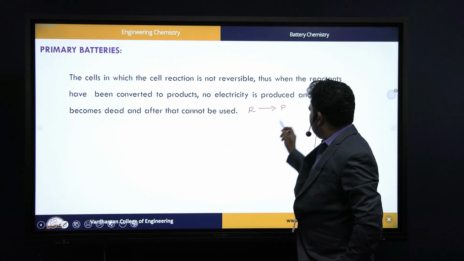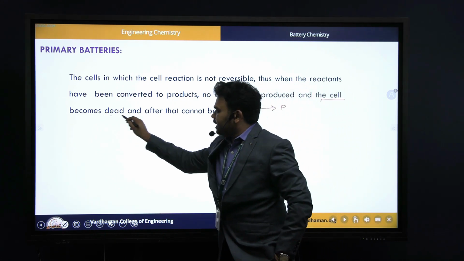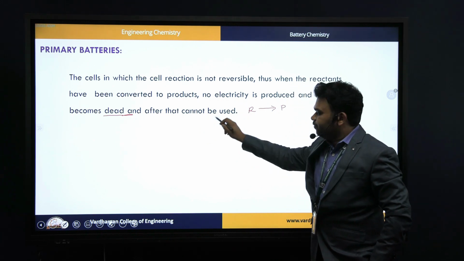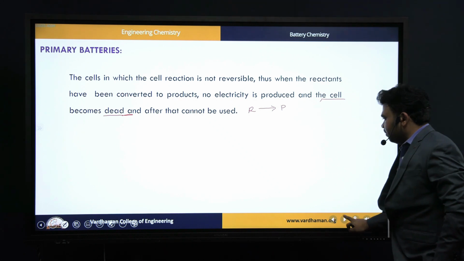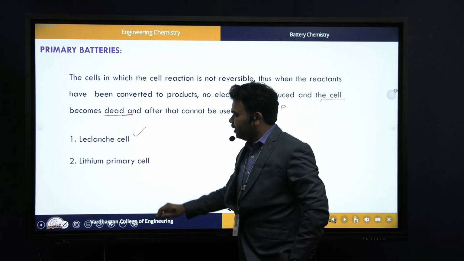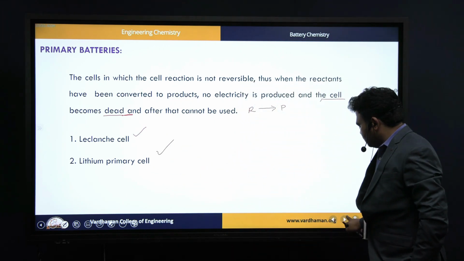Primary battery. As we discussed, that cell becomes dead. Dead means after complete conversion of reactants to products, the further functioning of the cell does not take place. That is called a primary battery. And we have taken the examples. Previously we discussed that the Leclanche cell and lithium batteries are examples of primary batteries.